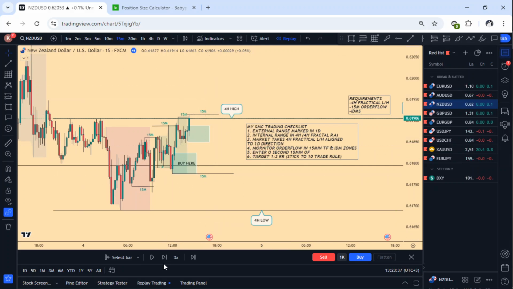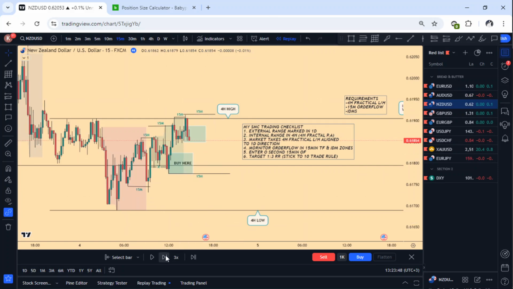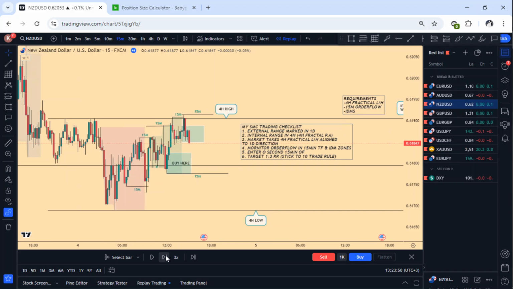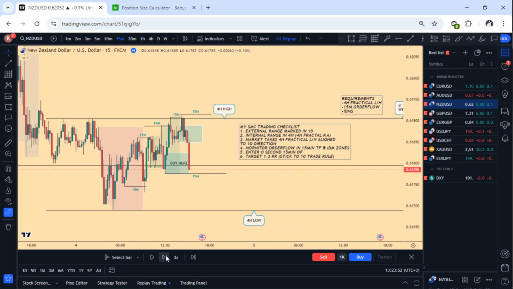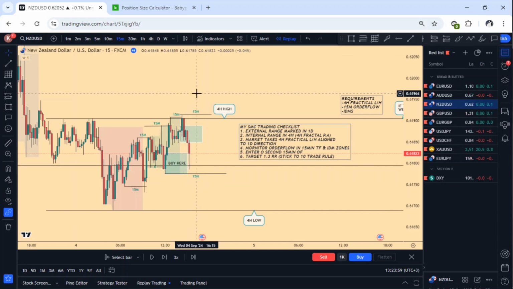So I'll be glad to see what the price does. So price pushes down, nice. So if it pulls back and takes this high, you can get in. Now again, there's no push upwards, and then we tap into a high probability order block or demand zone, and then immediately it rejects.